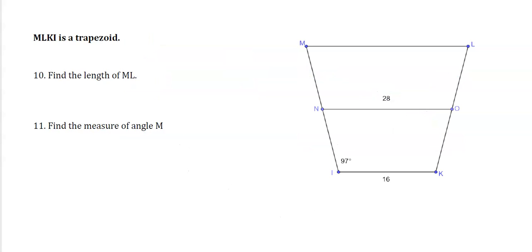We need to find the length of ML, so we need to find the biggest base. So I just do it like this. I just say, well, the difference between the mid segment and the lowest base is 12. So I got to do another jump of 12 if he's going to be the median. So that gives me an answer of 40.